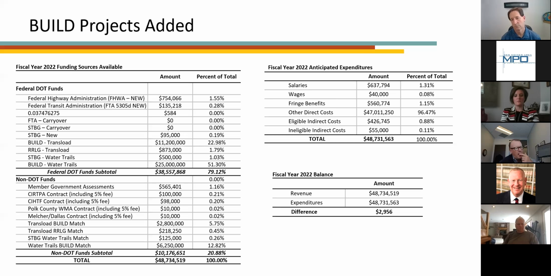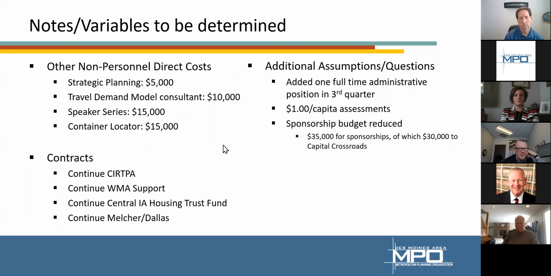I do have, if you go to the next slide, a few things I wanted to mention that get into a little bit more of this. On the left-hand side, the non-direct costs included, in addition to the build projects, are $5,000 set aside for strategic planning, $10,000 for model assistance, and $15,000 each for speaker series and container locator data. This is similar to what we've done in the past, because these are reoccurring things. And the contracts also remain the same as in previous years with SERPA, the Watershed Management Housing Trust Fund, and Melcher Dallas.